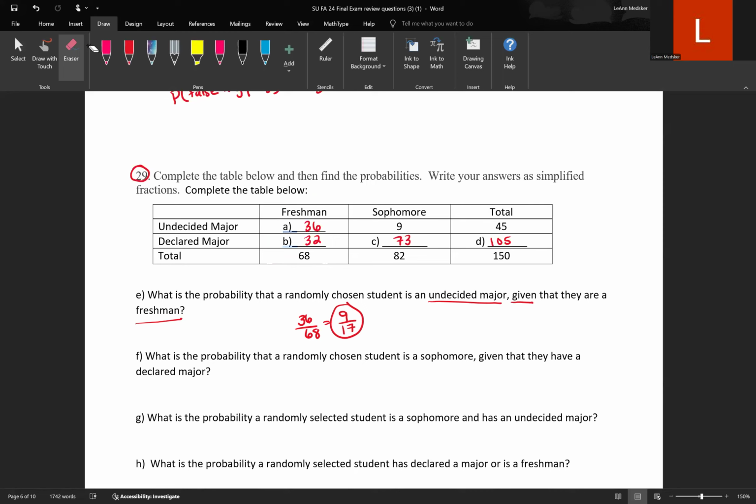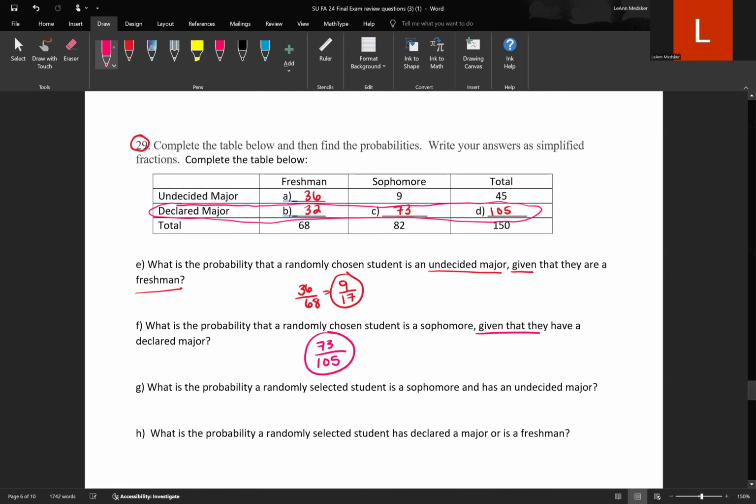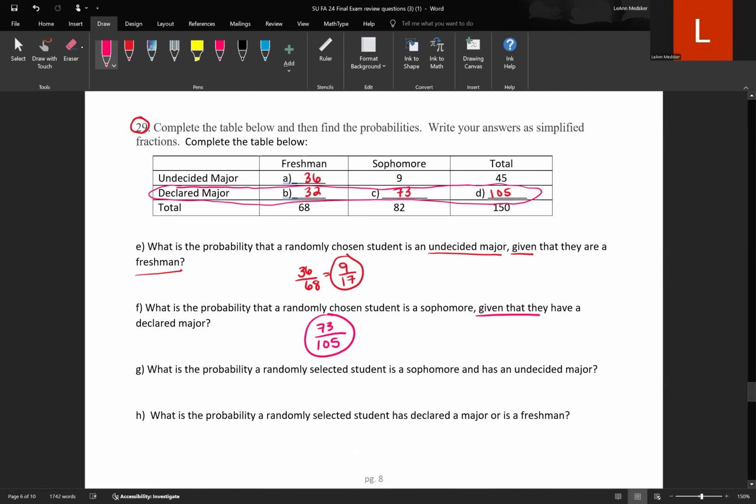So I'm going to erase the circled part right there. What is the probability the student is a sophomore given that they have a declared major? So this time we're focusing on declared major people only because they said given. So that's out of 105. And we want sophomores in that group, which is 73. And that does not reduce any further. So that's just 73 out of 105. Okay, so those were both conditional. They both had the word given.